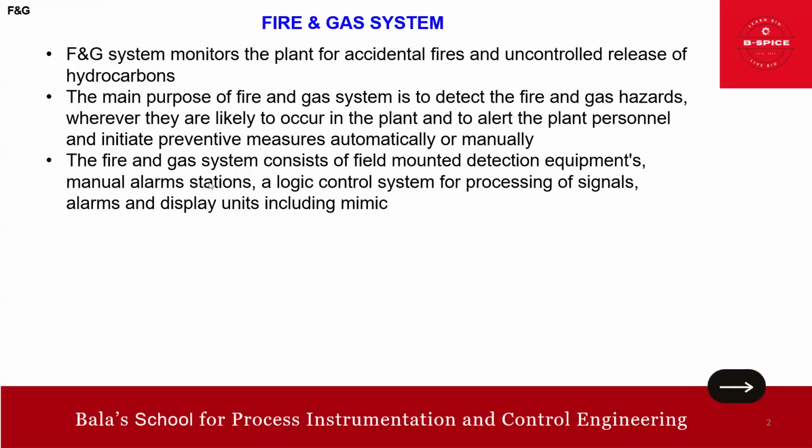The fire and gas system consists of field-mounted detection equipment, manual alarm station, logic control system for processing of signals, alarms, and display units, including mimic. So this is the composition. To sum up, fire and gas consists of field-mounted detection equipment. There are various detectors, which we will be talking about in the subsequent slides. Manual alarm station and logic control system, and of course display units.